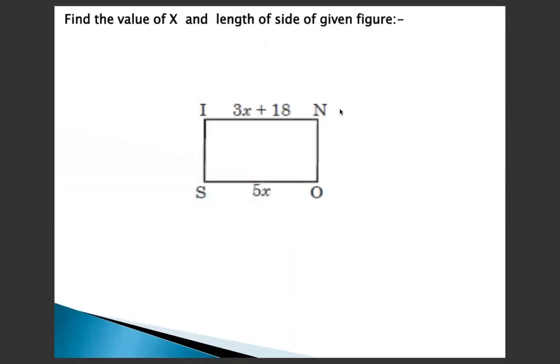Moving on with the next question which we have here is, find the value of x and length of the following figure. Now we have to first of all find the value of x and the length of the figure. We know this is a rectangle. And we even know a property of rectangle, that this side is equal to this side and this side is always equal to the opposite side. That means opposite sides are parallel and opposite sides are equal. So this is a property which we are going to use.